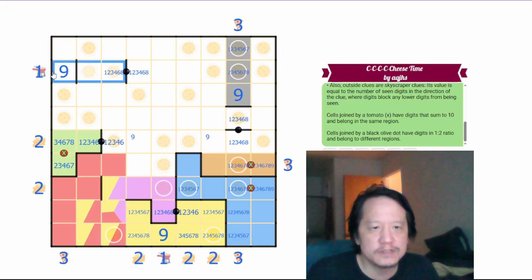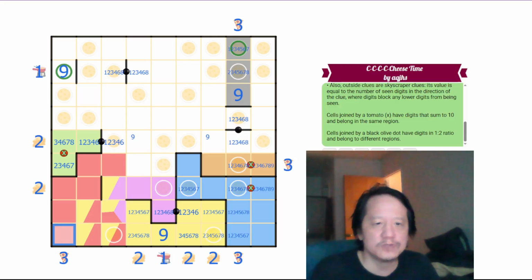So this is done. This is kind of done. This is not really done. We don't know about this. This one we don't have anything about. This sees 3 cells. Ooh. So it sees the 9 here.